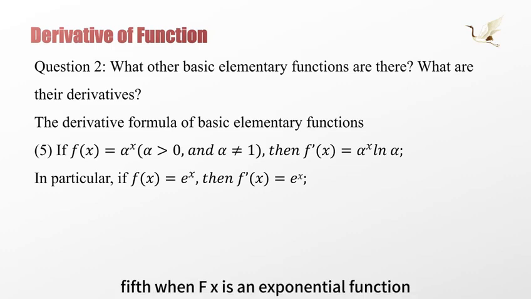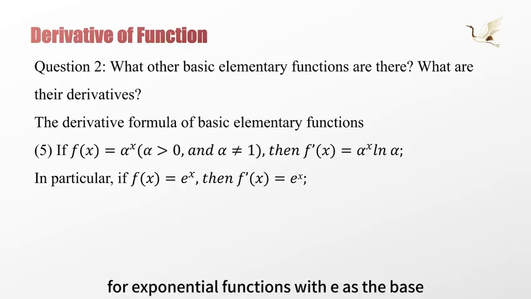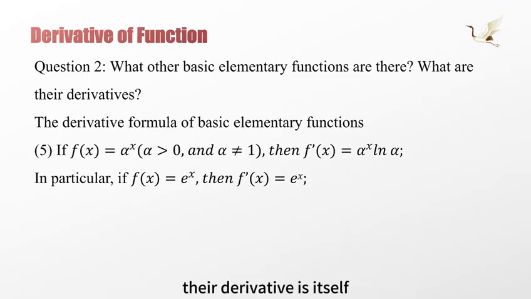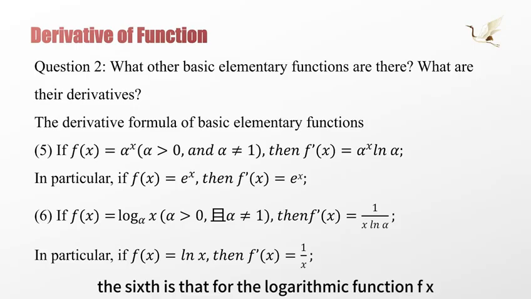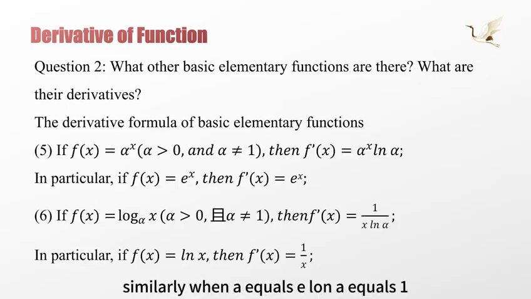Fifth, when f(x) is an exponential function a to the power x, its derivative is a to the power x multiplied by ln a. So we can find that when a equals e, ln a is equal to 1. Therefore, specifically for exponential functions with e as the base, the derivative is itself. The sixth is the logarithmic function f(x) equal to the logarithm of x with base a, where a is greater than 0 but not equal to 1. Its derivative is equal to 1 over x multiplied by ln a. Similarly, when a equals e, ln a equals 1. So specifically, if f(x) is equal to ln x, then the derivative of f(x) is equal to 1/x.